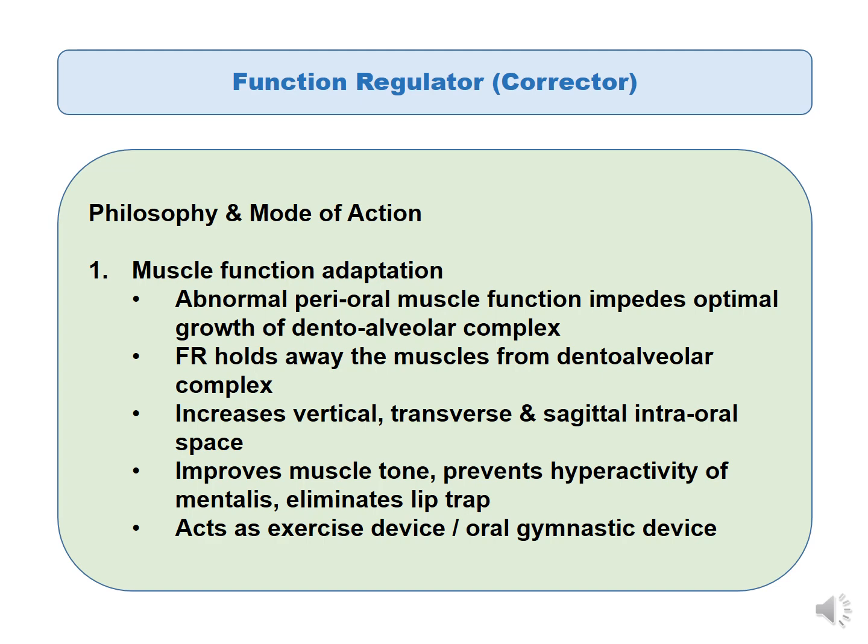The modes of action of the function regulator are as follows. Number one, it creates muscular function adaptation. Abnormal perioral muscle function is believed to impede optimal growth of the dentoalveolar complex. The function regulator holds the muscles away from the dentoalveolar complex. This tends to increase the vertical, transverse, and sagittal intraoral space. It also improves muscle tone, prevents hyperactivity of the mentalis, and eliminates lip trap. It can also act as an exercise device, and Frankel advocated that patients do oral gymnastic exercises.